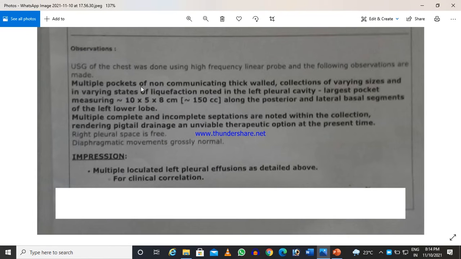Here it is written: multiple pockets of non-communicating thick-walled collection of varying size and varying states of liquefaction noted in the left pleural cavity, and the largest pocket size is around 150 cc along the posterior and lateral basal segment of the lower lobe, and it is septated effusion. Okay, and pigtail drainage is not possible at present time.